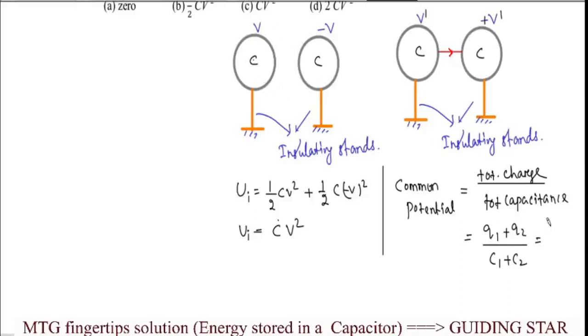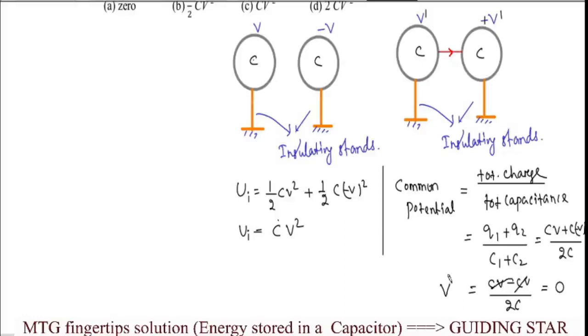Initial charges is CV plus C minus V. Clear? So it will be divided by C1 plus C2, that means it will be 2C. So how much will we be getting? We will be getting CV minus CV divided by 2C. So these two will get cancelled out, so finally it will be 0.